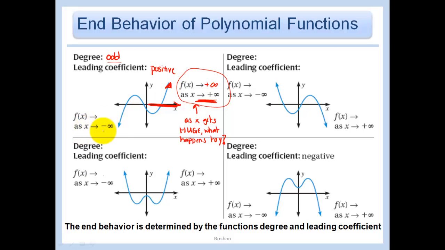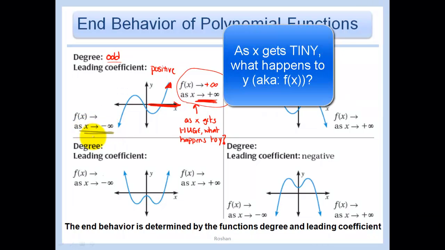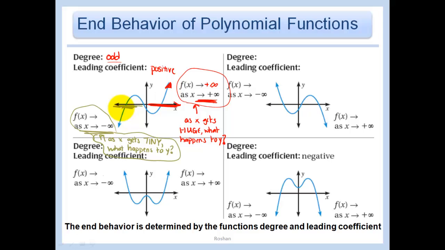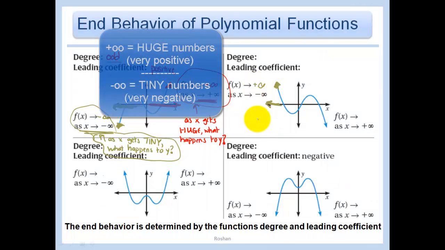Now here this is saying as x goes to negative infinity. That's saying as x gets tiny, what happens to y? That's what this is saying in plain English. And so as I go over to tiny values of x, I get tiny values of y. See that? Now let's look at this one. As I look at tiny values of x, I actually get huge values of y. Positive infinity is big. Negative infinity is small.